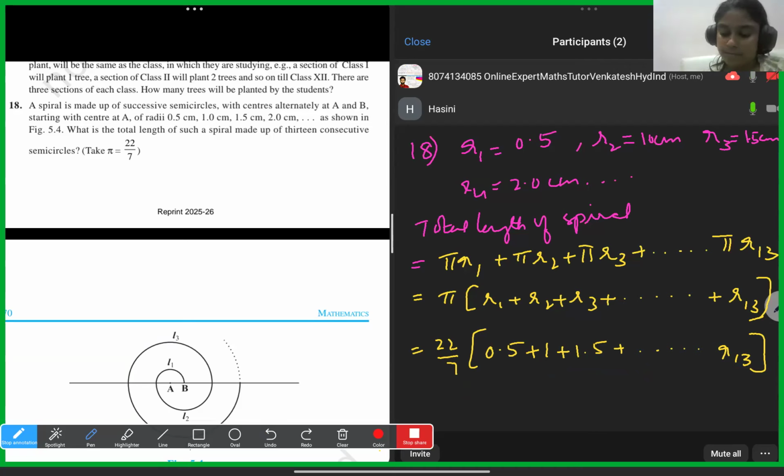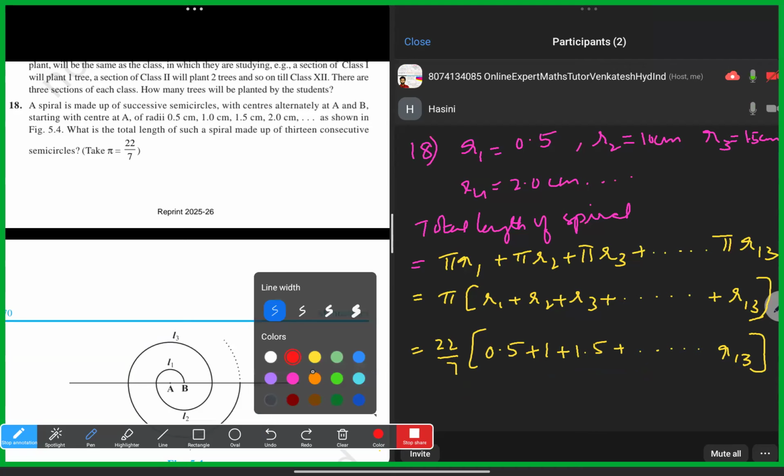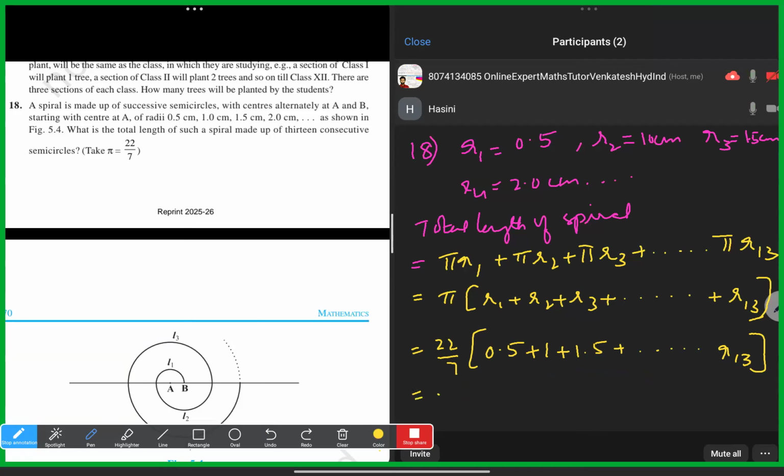So sum of n terms means sum of 13 terms, Hasni. Here 13 terms are there. Sum is n by 2 into 2a plus n minus 1 into d. I am using this first formula because the 13th term is not given, so we cannot use the second formula. You would have to find the 13th term separately if you want to use the second formula.